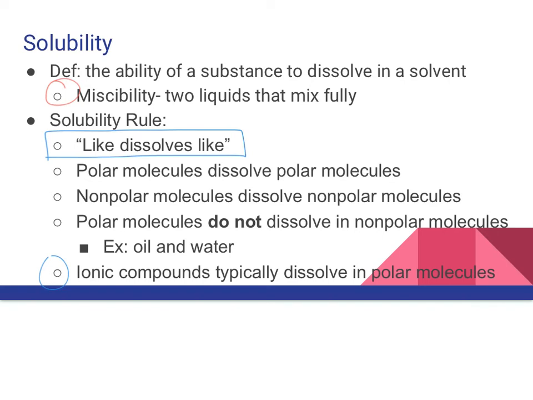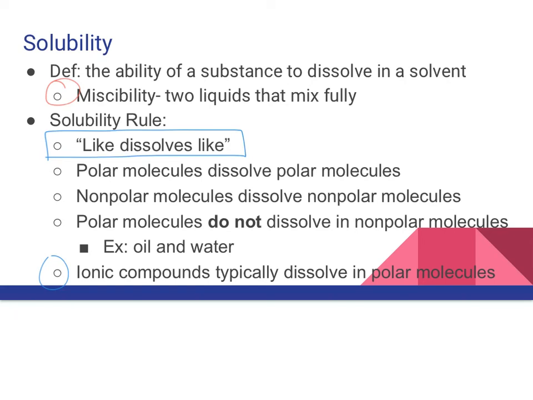The phrase like dissolves like refers to the molecular polarity. And what that phrase means is that a polar molecule is going to dissolve in another polar molecule. Okay, so for example, if I had two polar molecules, something like water and maybe nitrogen trihydride, both are polar, we would expect those two things to dissolve in one another. Okay, if I had two nonpolar molecules, we would expect those two things to mix completely, as long as both of them were nonpolar.